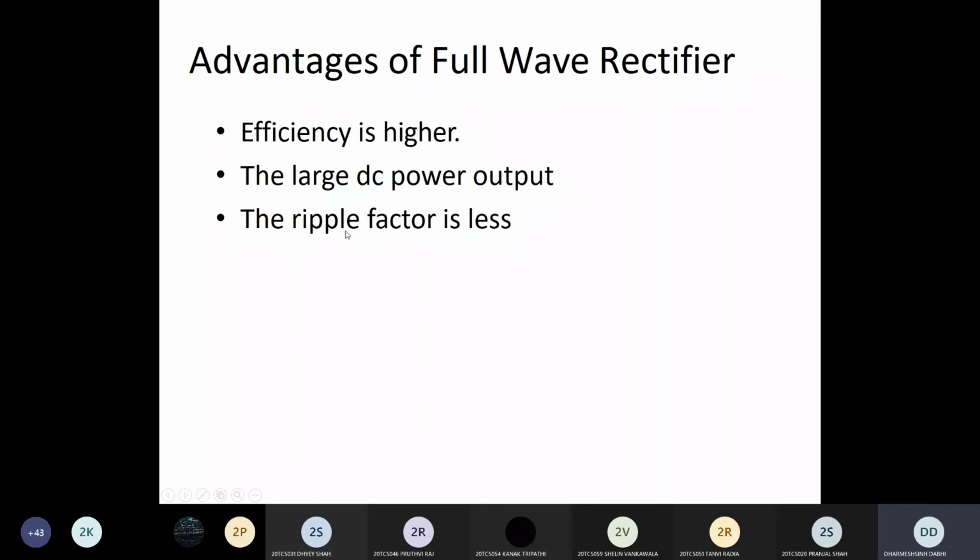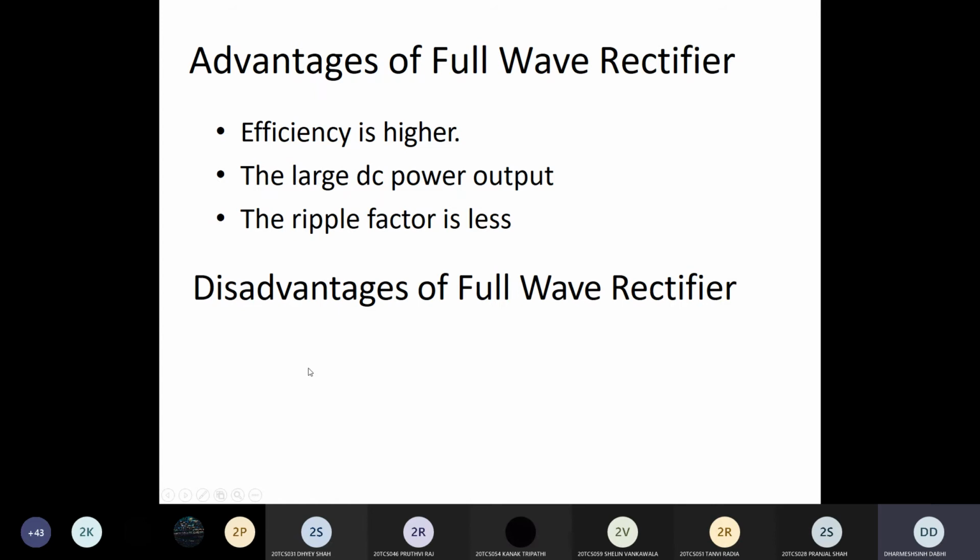The size of the filter required is less as compared to the half wave rectifier. Because in the half wave rectifier, ripple is very high, so you require a large filter to filter out all this ripple. But in this case, ripple is low, so you require only a small filter to filter out this ripple content.